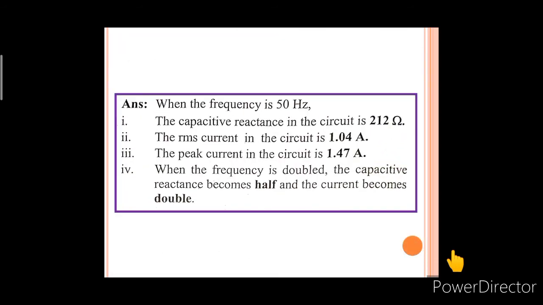So finally we can write our final answer: when the frequency is 50 Hertz, the capacitive reactance in the circuit we get as 212 ohm. The RMS current in the circuit we get as 1.04 ampere, and the peak current in the circuit we obtain as 1.47 ampere. And for the given condition, when the frequency is doubled, the capacitive reactance becomes half and the current becomes double.